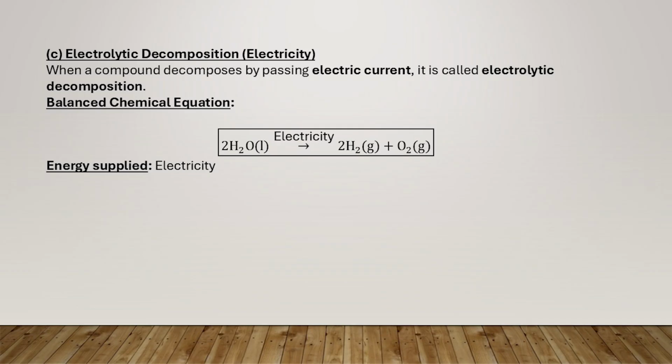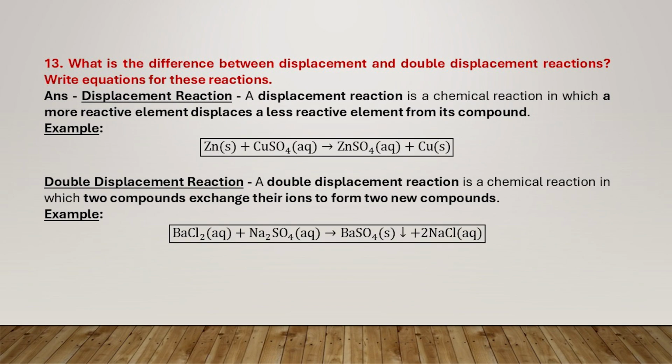Balanced chemical equation: 2H2O(l) → (electricity) 2H2(g) + O2(g). Energy supplied: electricity. 13. What is the difference between displacement and double displacement reactions? Write equations for these reactions.